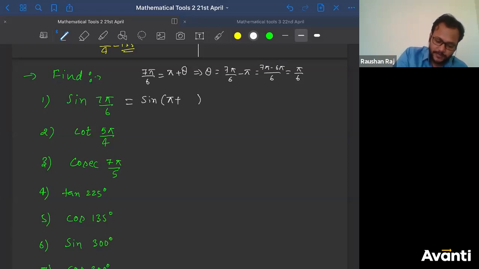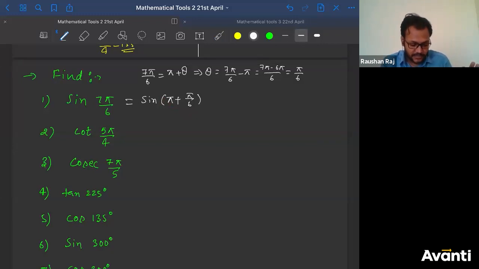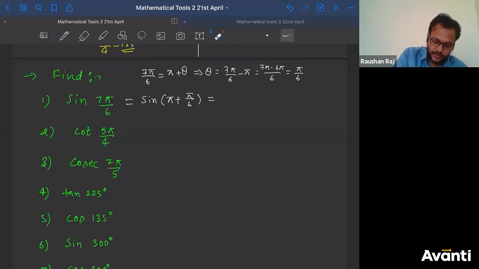So 7 pi by 6 is nothing but pi plus pi by 6. Now, did I convert this into n pi plus theta? Yes, I have done that. Here n is 1, so 1 pi plus theta. So what is the approach? If you have a trigonometric ratio in terms of n pi plus minus theta, you have to copy the same trigonometric ratio first. What is the trigonometric ratio we are talking about? Sine. So copy sine here. Let me copy it, okay? The same trigonometric ratio.